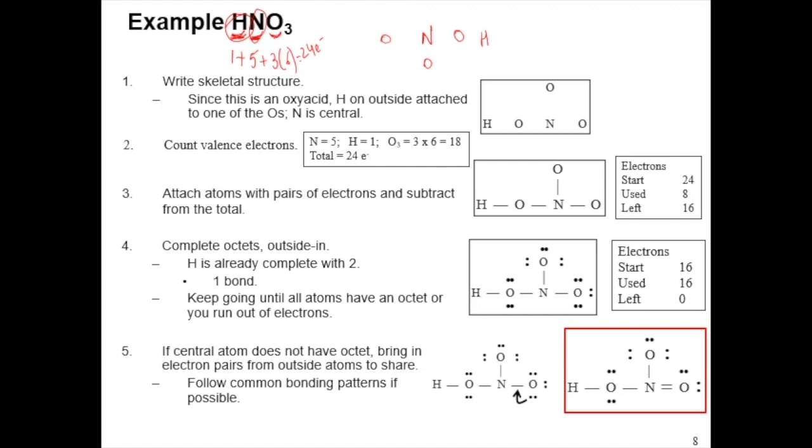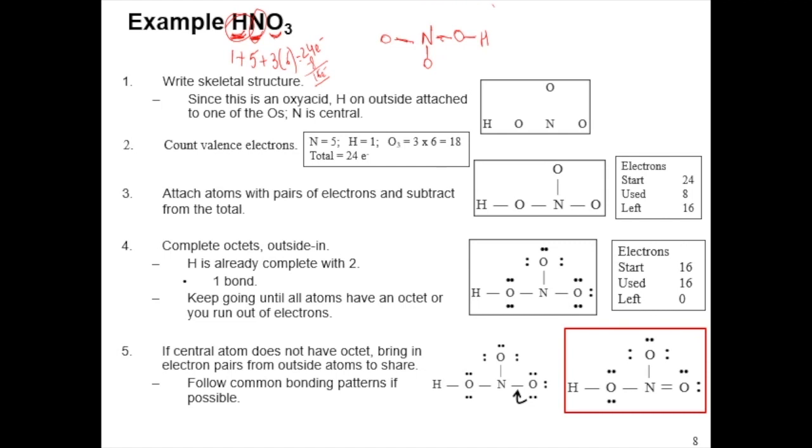Let's start with the single bonds first. I'll connect each of these with single bonds: 1, 2, 3, 4. Now remember, each of these single bonds is 2 electrons. So we count those electrons and subtract them from 24. How many electrons have we added already? 1, 2, 3, 4, 5, 6, 7, 8. I've already added 8 electrons. So what is left is 24 minus 8, which gives you 16 electrons. So I now need to distribute 16 electrons around this.